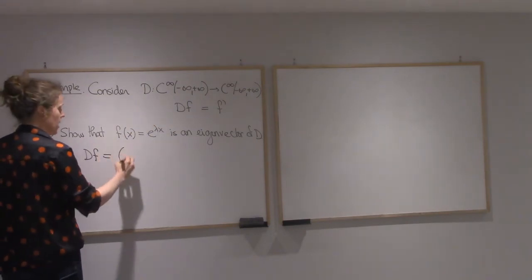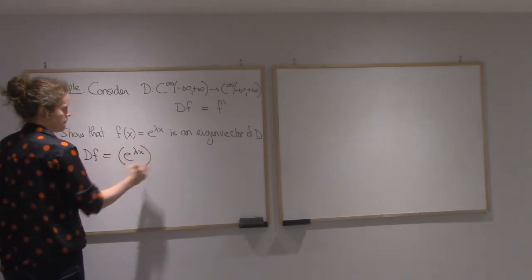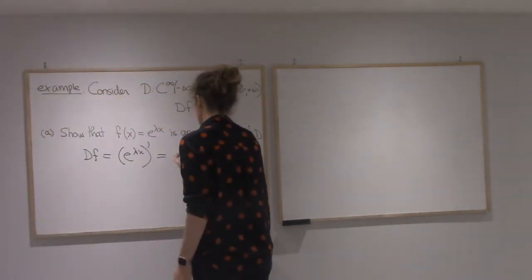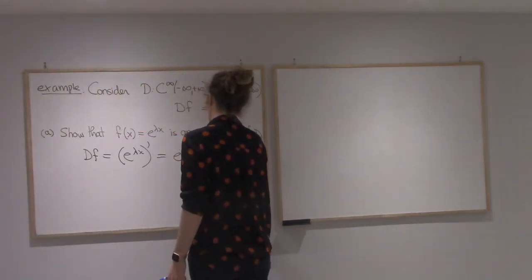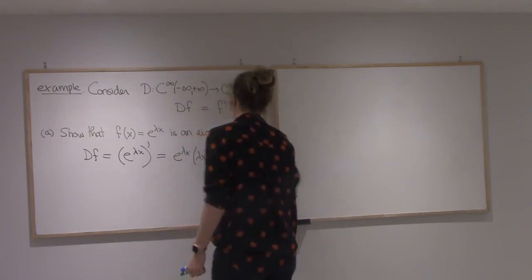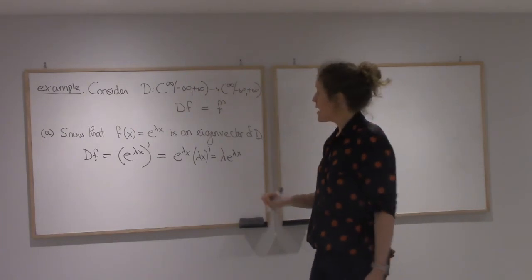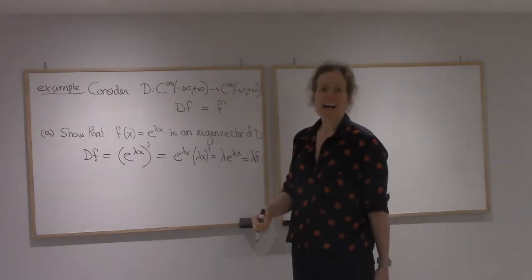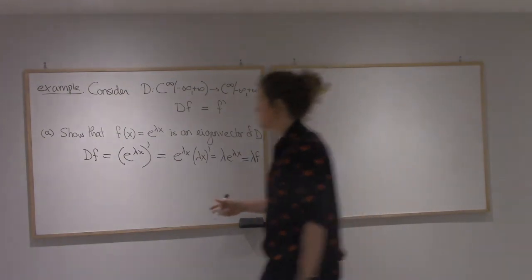d to f. I'll get the derivative of e to the lambda x. And I get lambda e to the lambda x, which is lambda f. So this is an eigenvector with eigenvalue lambda.